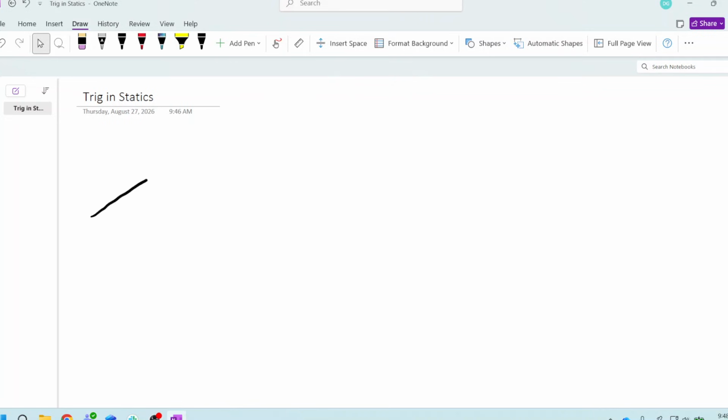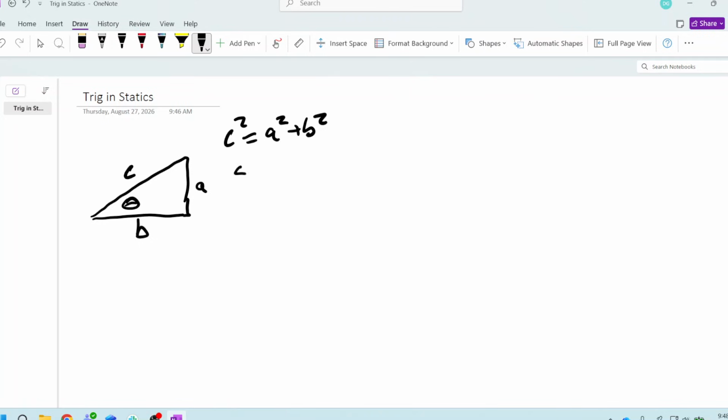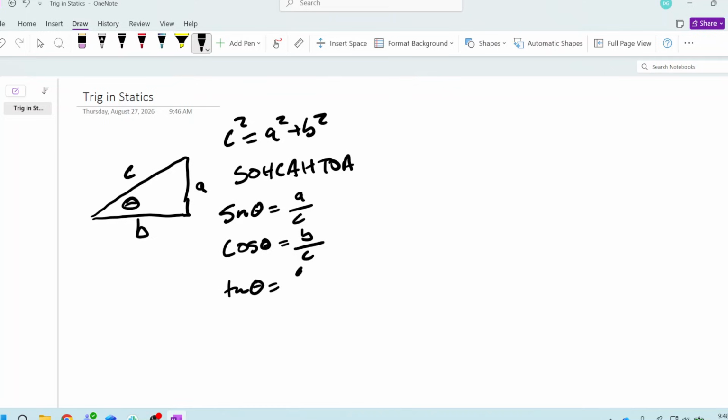So I don't know if it's officially trig, but it's basically a bunch of triangles. What we said the first day is that drawing acute right triangles is something we've got to get good at. We've got to be able to see things. And so we know c squared equals a squared plus b squared, and we know SOHCAHTOA. And so the sine of theta is equal to opposite a over c. Cosine of theta is equal to adjacent over c, and the tangent of theta is equal to a over b.